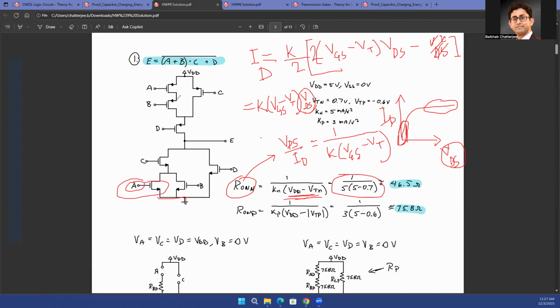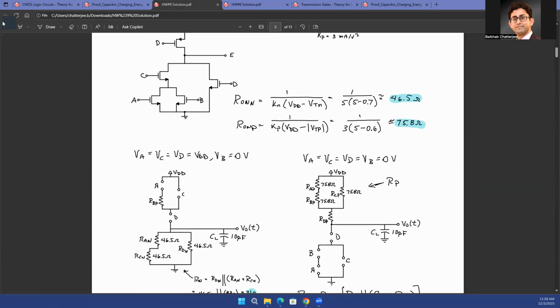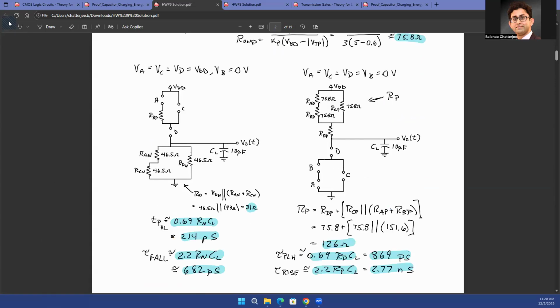Similarly, if you want to find the on resistance of the PMOS transistor, of course, it will be the same equation. The on resistance of the PMOS transistor is just 1 over Kp times (VDD minus VTP). And then you can figure out the on resistance of the PMOS transistor as well. Now that you have found the on resistance of the NMOS transistor and the PMOS transistor, you look into the circuit. So for example, the circuit which was here, what would be the on resistance when you have the pull down network activated?